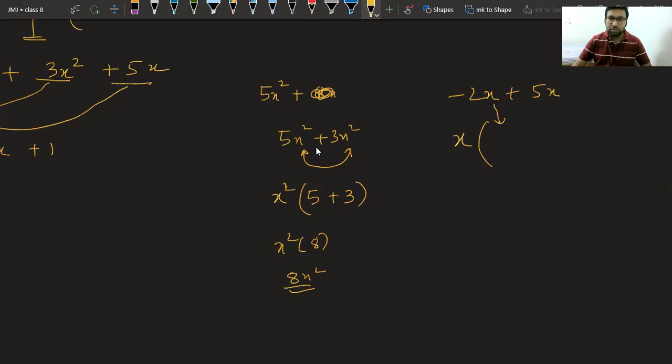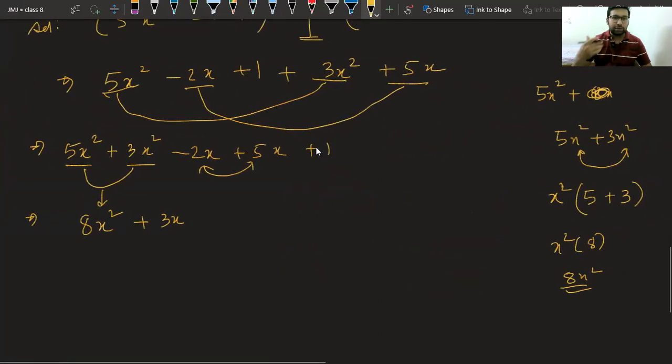Minus 2, beta. And after that we have a plus sign. Now what will come at the second place? 5. That is why we got the answer as 3x. Okay.